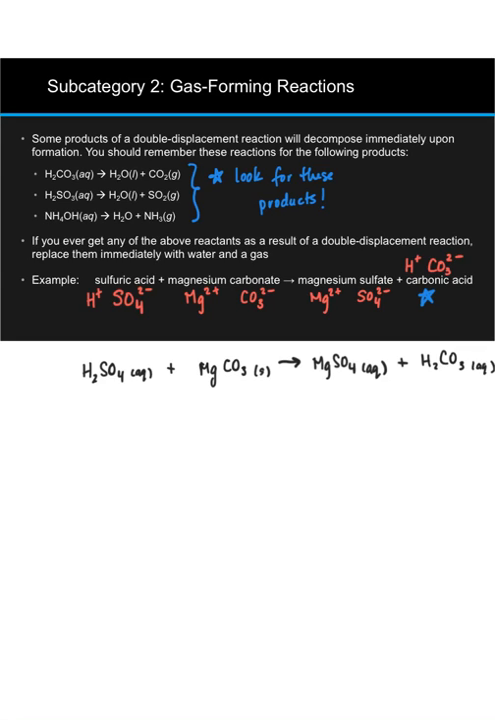But what we'll recognize is that H2CO3 in the aqueous phase is one of 3 usual suspects. As soon as we see it, we're going to cross it out and replace it with 2 new substances, water and a gas. H2O, which is liquid, L, and whatever's left over, a carbon and 2 more oxygens, CO2, which is a gas, G. The real products of this reaction are magnesium sulfate, water, and carbon dioxide gas.